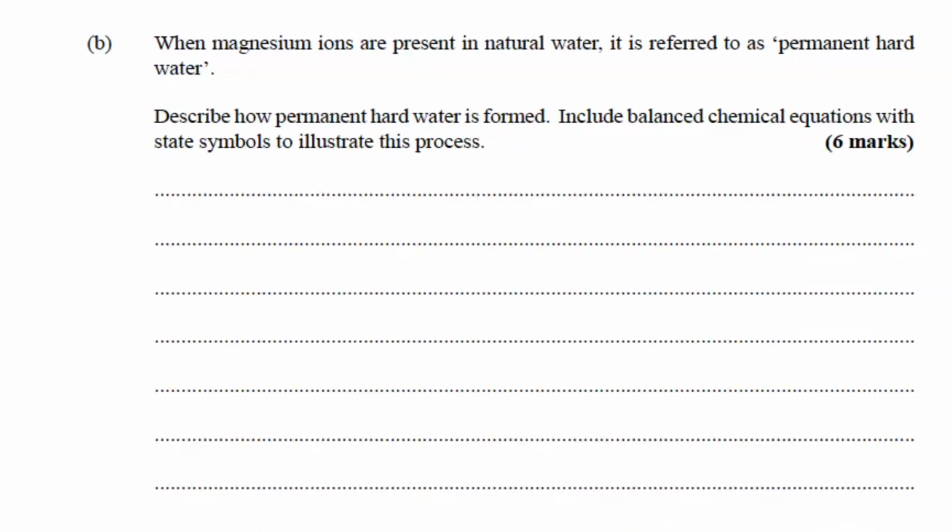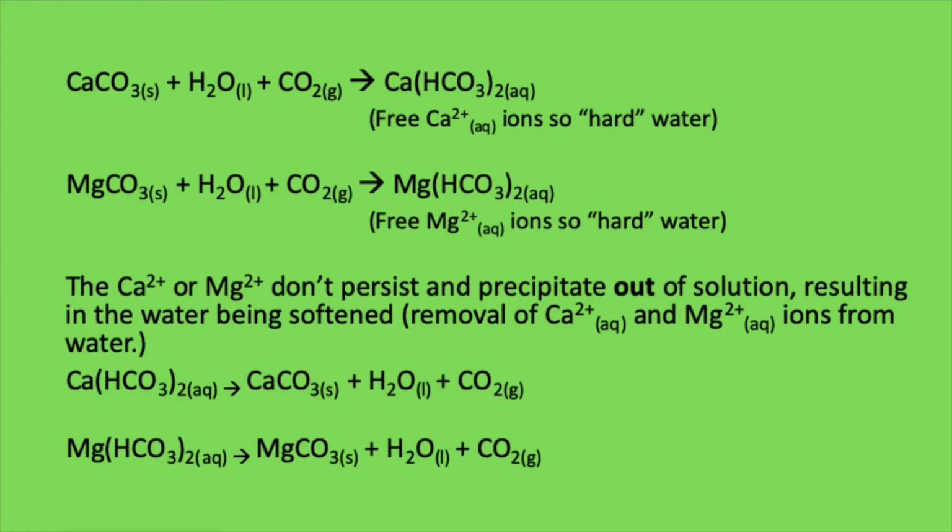So let's look at how permanent hard water is formed. When we look at temporary hardness, we get that coming from calcium and magnesium ions that would have dissolved from calcium carbonate and magnesium carbonate rocks. That's water in the presence of carbon dioxide giving us calcium hydrogen carbonate. Now, these are aqueous, but when we heat calcium hydrogen carbonate, it decomposes to give us back calcium carbonate, which is a solid.